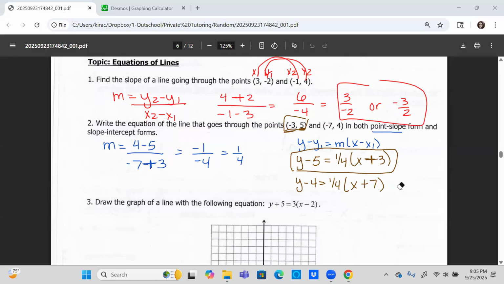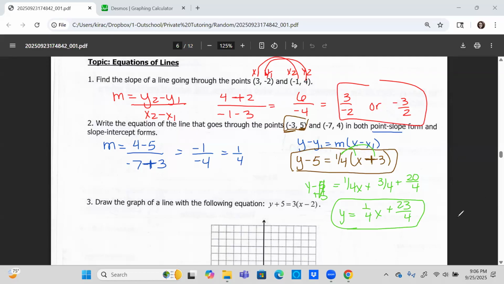Okay, now slope intercept. I'm just going to take that point slope form and solve it for y. So get y by itself. Let's distribute 1/4. So that would be 1/4 x plus 3/4 equals y minus 5. I'm going to add 5. 5 is 20/4, right? 20 over 4 is 5. So y equals 1/4 x plus 23/4. It's not the prettiest thing, but that's okay. That's your slope intercept. So you had to do the slope, and then here's your point slope and your slope intercept.